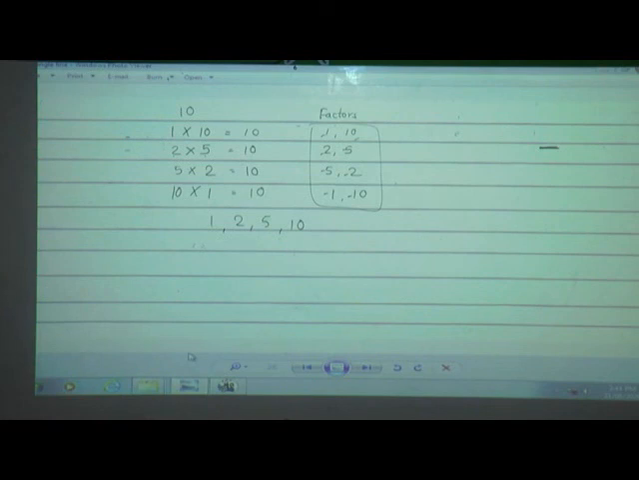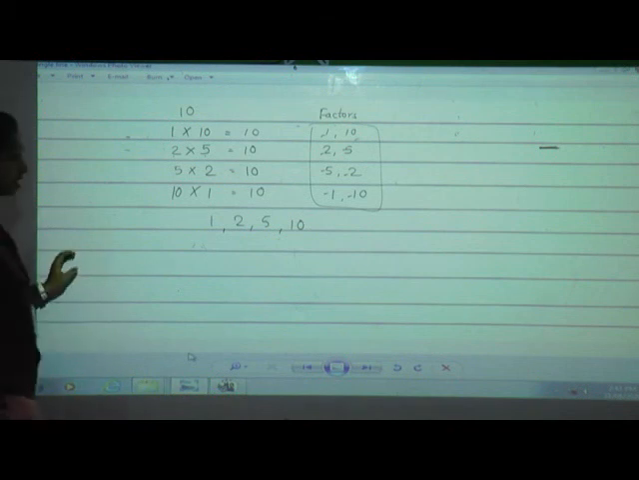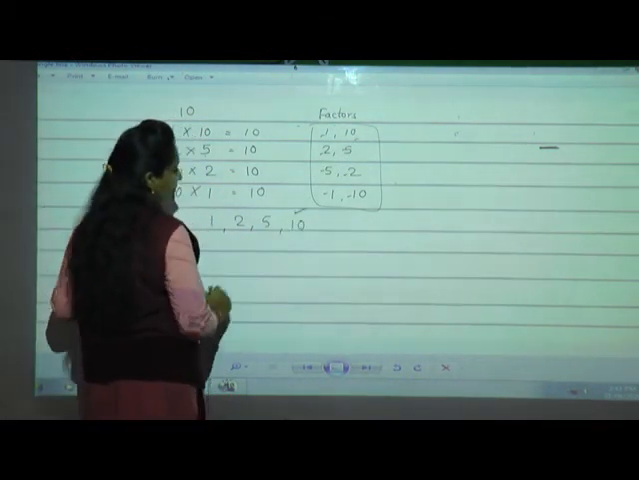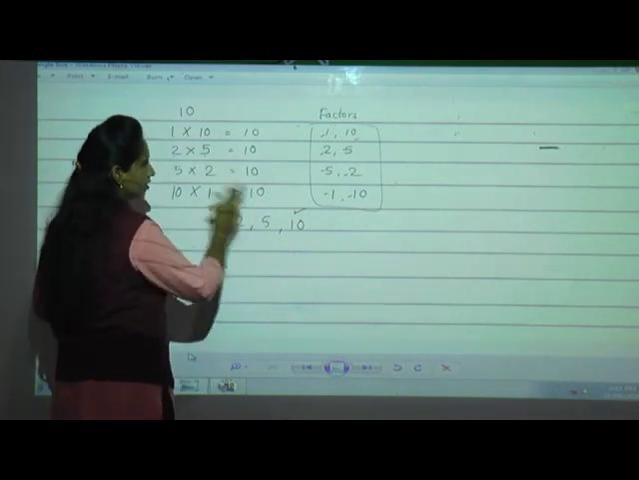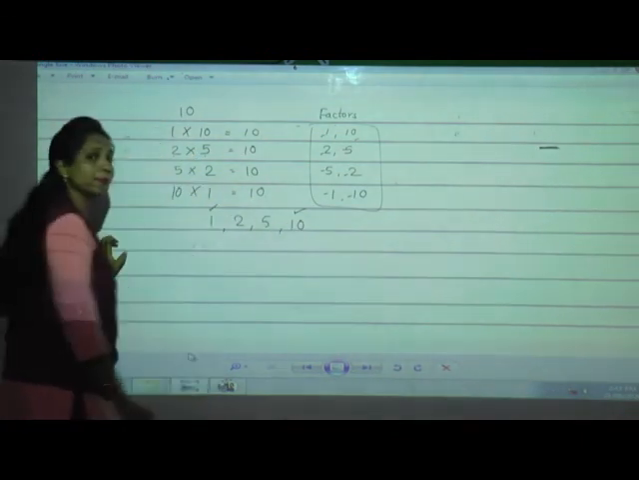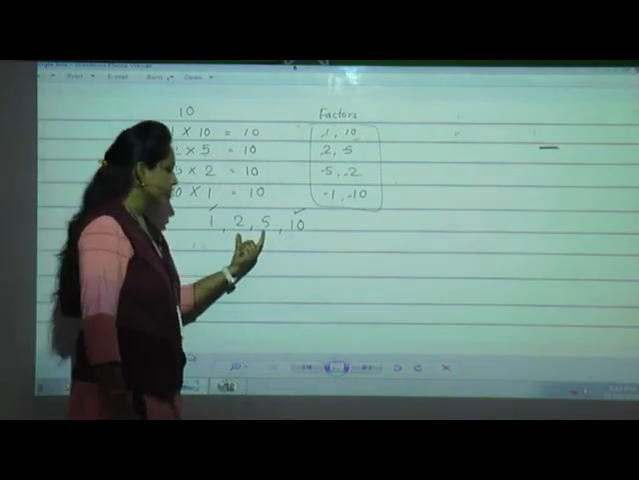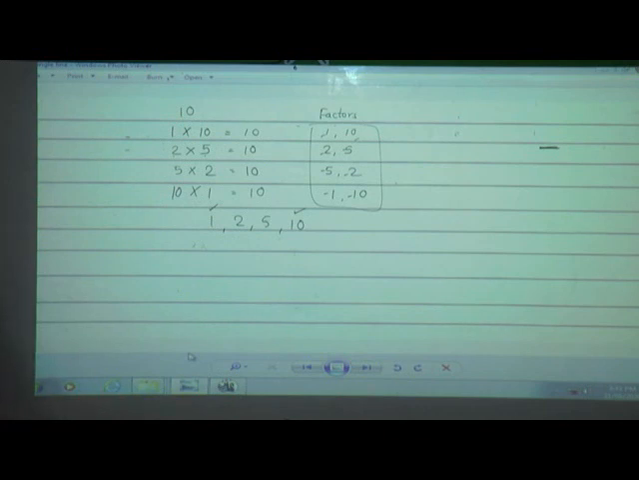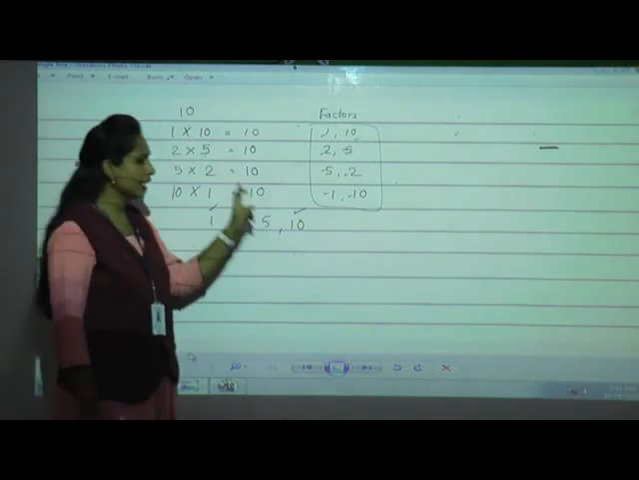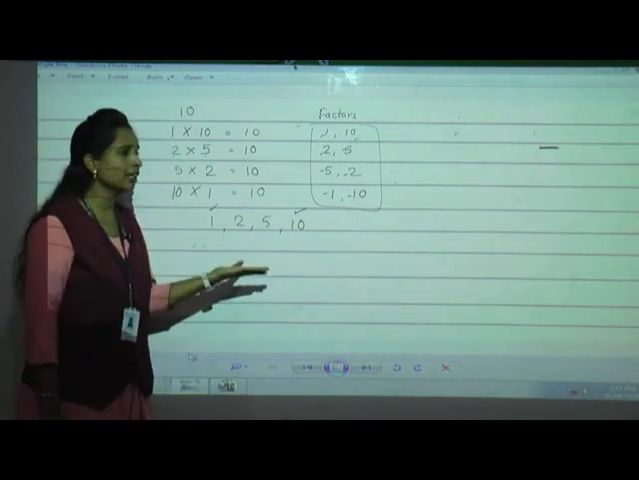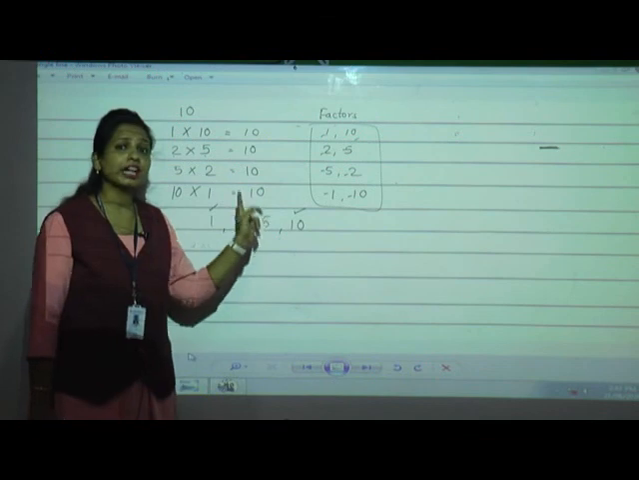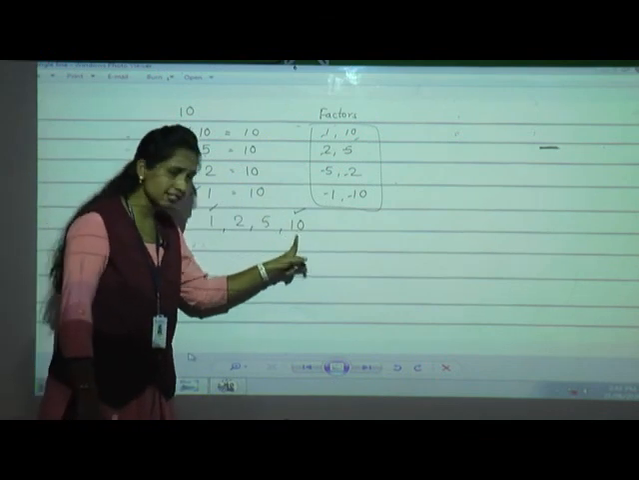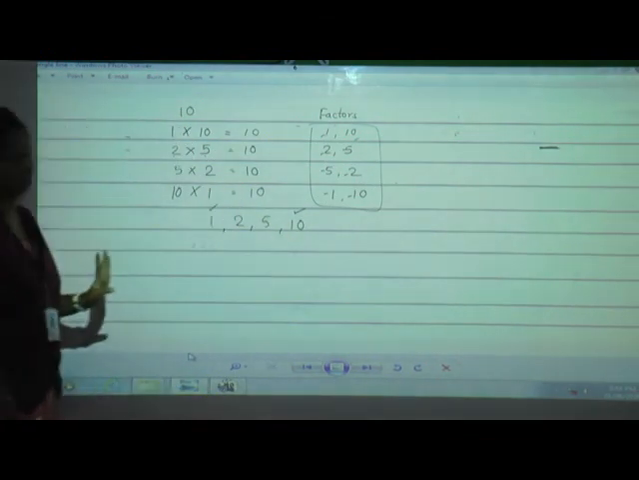Now observe these numbers. The biggest factor of every number is the number itself. Keep that in your mind. See, this is the smallest factor of this number 10, and 10 is the biggest factor of it. And the remaining factors are 2 and 5. Whatever number you take, the biggest factor of any number will always be itself. Okay?